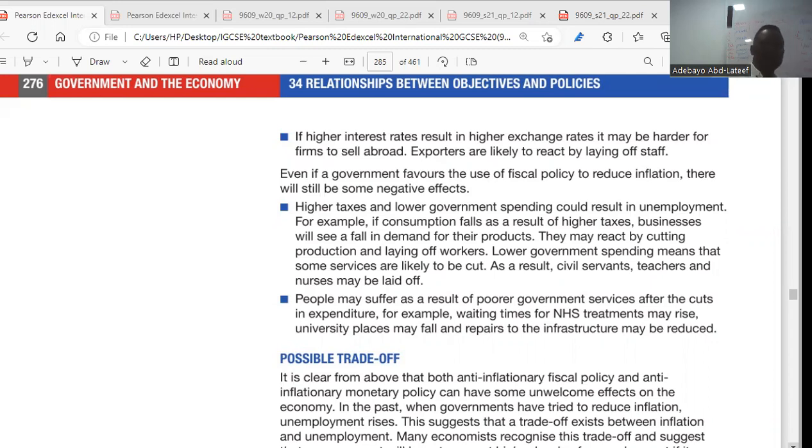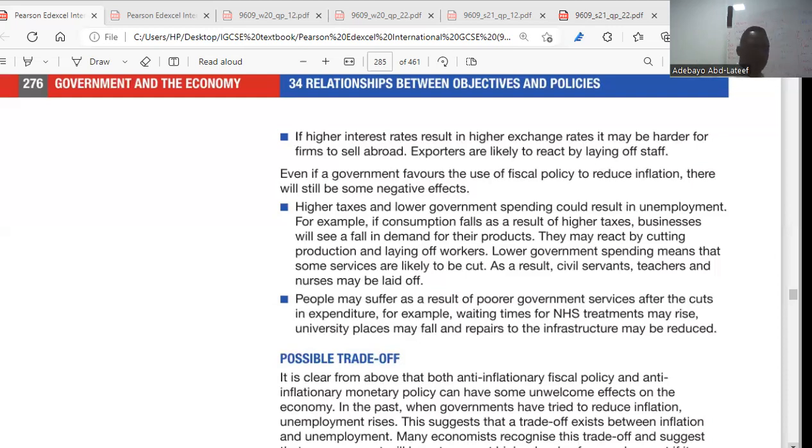If the government favors using fiscal policy to reduce inflation, what happens? Higher taxes and lower government spending could result in unemployment. If taxes increase, households will pay more taxes, so their purchasing power would fall. When their purchasing power falls, they won't be able to buy as they used to buy. Then firms expecting customers to buy would have less revenue. This makes them not sell as they used to sell. They might have to lay off workers, causing unemployment.